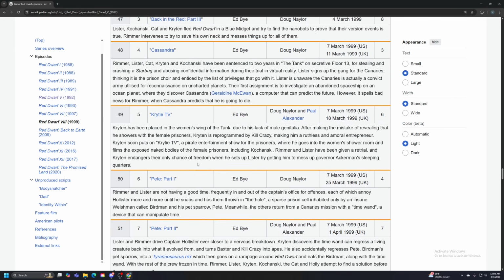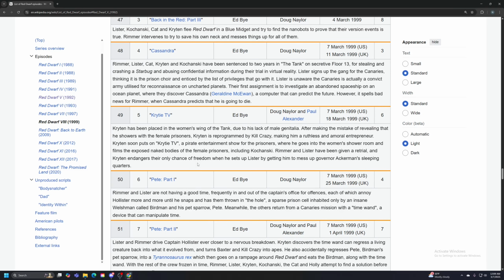Episode 4. Cassandra. Rimmer, Lister, Cat, Crichton, and Kochanski have been sentenced to 2 years in the tank on secretive floor 13 for stealing and crashing a Starbug and abusing confidential information during their trial in virtual reality. Lister signs up the gang for the Canaries, thinking it is the prison choir and enticed by the list of privileges that go with it. Lister is unaware that the Canaries is actually a convict army utilized for reconnaissance on uncharted planets.